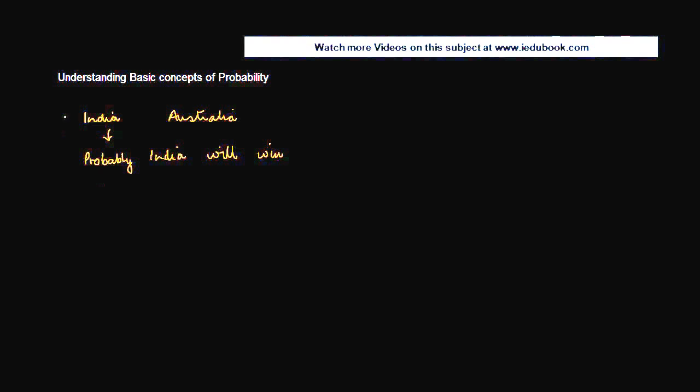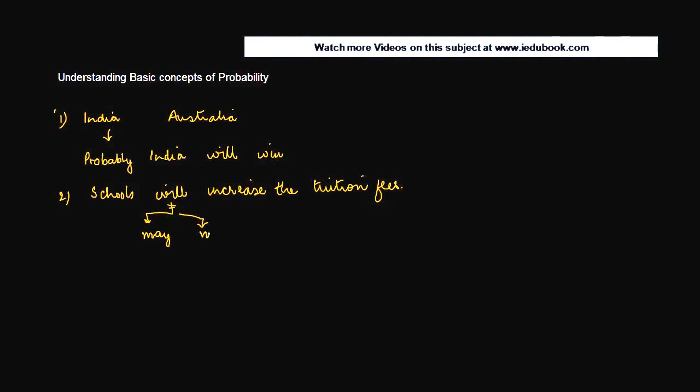Or take another example where we say the schools will increase the tuition fees. Again, there's an element of doubt there. The school may or may not increase the fee. Similarly, in this case also, India may win or may lose the match.